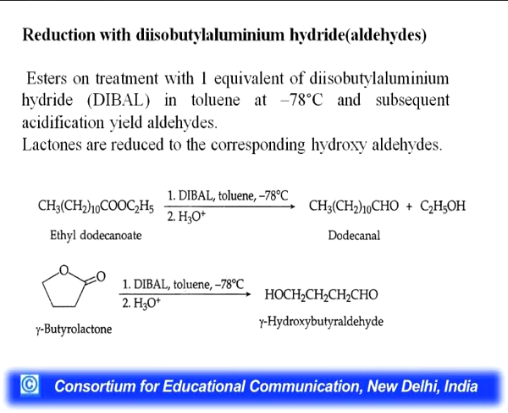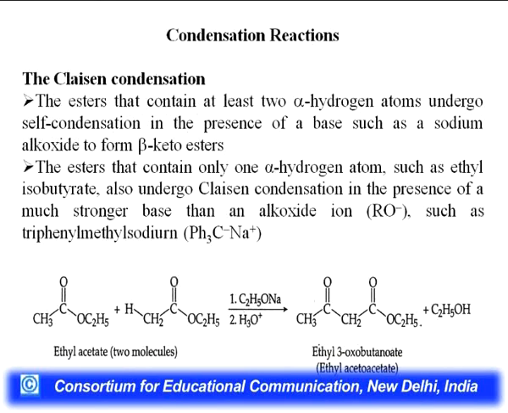Next, reduction with diisobutyl aluminum hydride. Esters will produce aldehydes on treatment with 1 equivalent of diisobutyl aluminum hydride, in short DIBAL, in toluene at -78 degrees Celsius, and subsequent acidification will give you aldehydes. Lactones, that is cyclic esters, are reduced to the corresponding hydroxyaldehydes. Here are the two examples. Ethyl dodecanoate, dodecanal is produced; gamma butyrolactone will give you gamma hydroxybutyraldehyde.